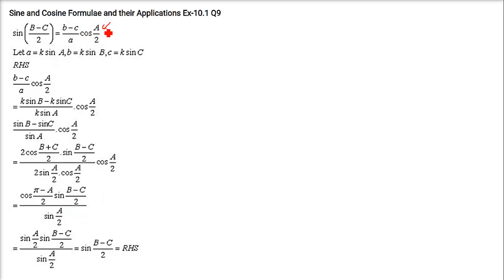Here we will take the right hand side and try to prove the left hand side. So in this b you can write k sin b, in this c you can write k sin c, and here a you can write k sin a. Now when you write this, k gets cancelled. Now this will be sin b minus sin c by sin a, and cos a by 2 of course is there. So for sin b minus sin c, the formula we will use is 2 cos b plus c by 2 sin b minus c by 2. In place of sin a we will use 2 sin a by 2 cos a by 2. In this b plus c we can write pi minus a. So this will be cos pi by 2 minus a by 2, which will be sin a by 2. Cos 90 minus theta is sin theta.